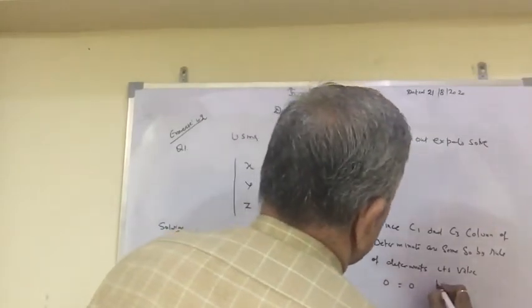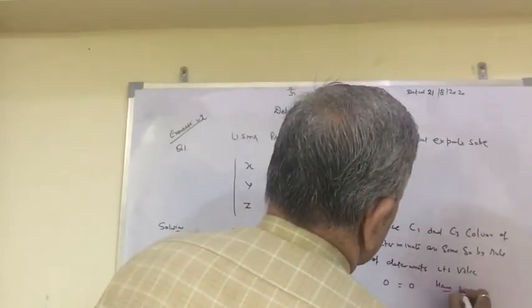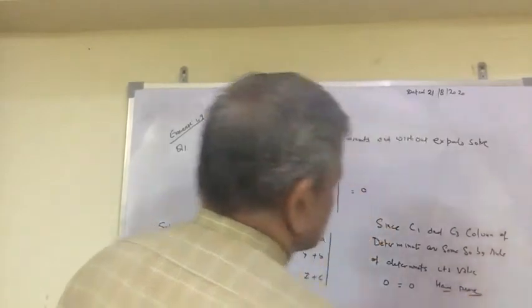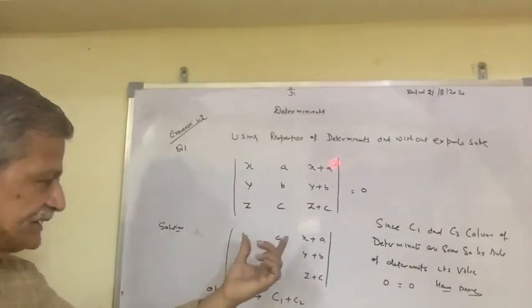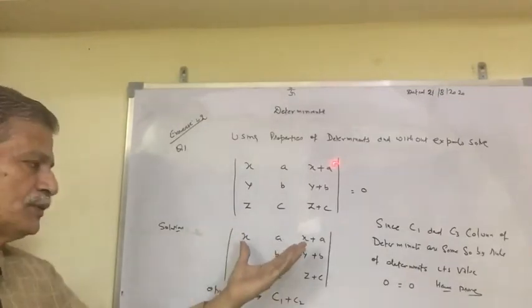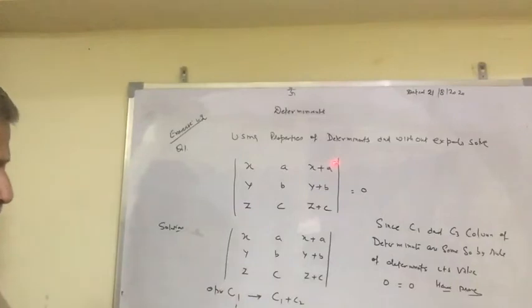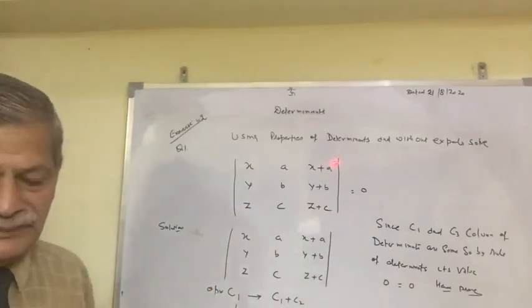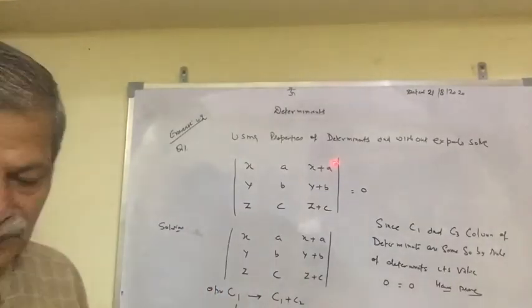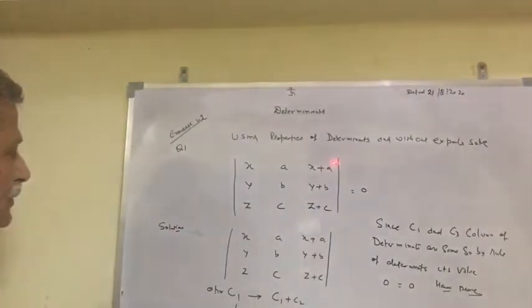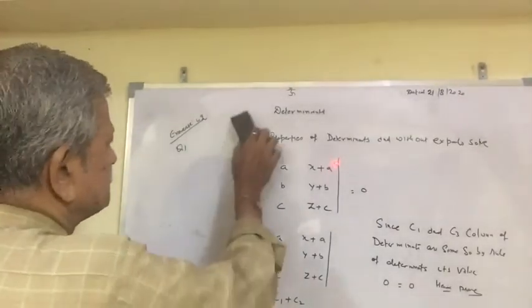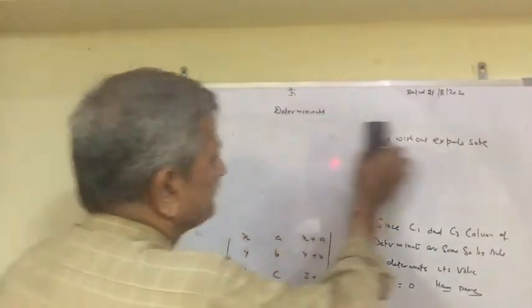So hence proved. This is the answer to this question. This is a very small one, but you must check it out: if two of the columns are the same or two rows are the same, then the value of the determinant is 0. So this is question number 1. Now question number 2 we will do in the same way.